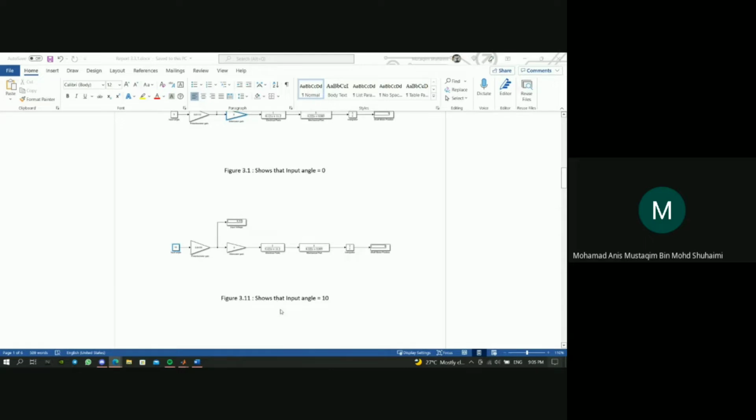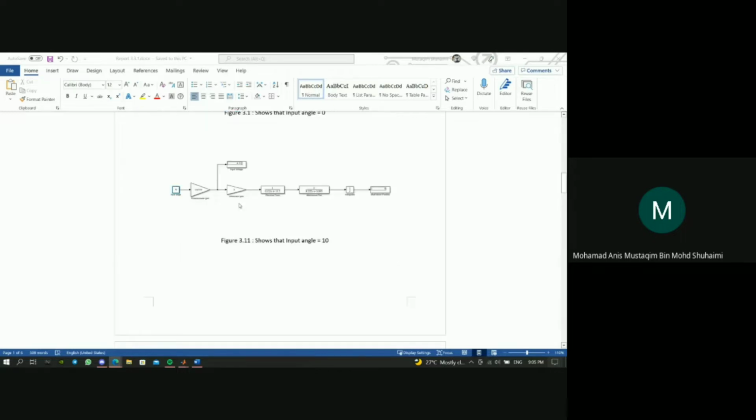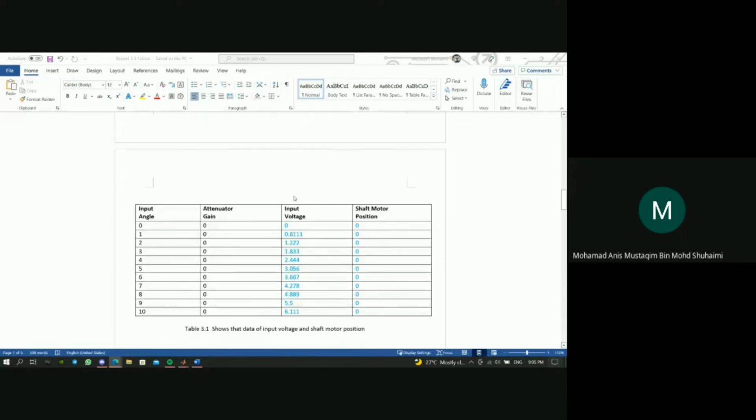But when the input angle is 10, the input voltage is 6.1111, while the shaft motor position is still 0 because the attenuation is 0. Here is the table of results from 0 to 10. You can see the input voltage is increased, but the shaft motor position is still at 0.